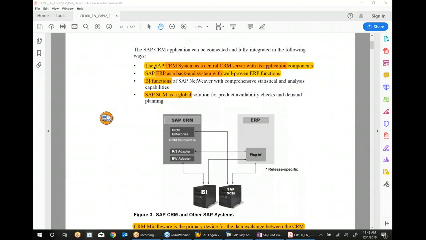I would like you guys to make a note of these three line items.